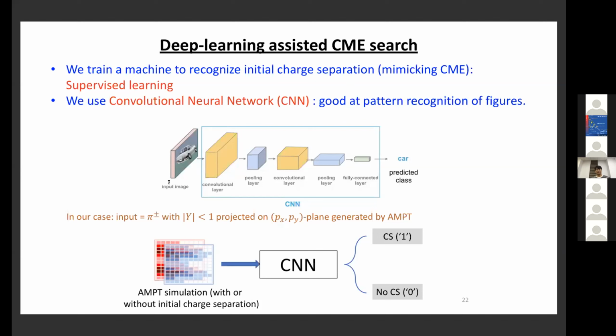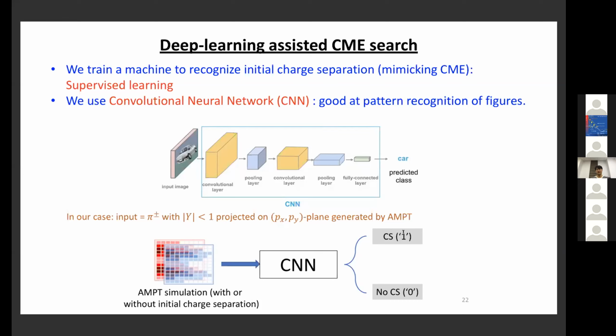So in this situation, we produce the momentum distribution of charged pions by using EMPT with and without the initial charge separation. And this will generate two sets of images in the momentum space, in a two-dimensional momentum space. Then this image will be input into our CNN, convolutional neural network.